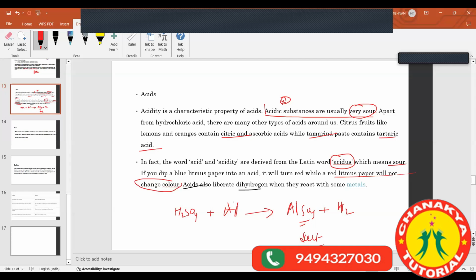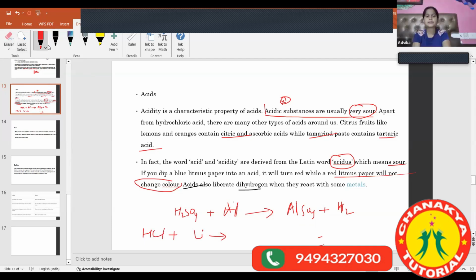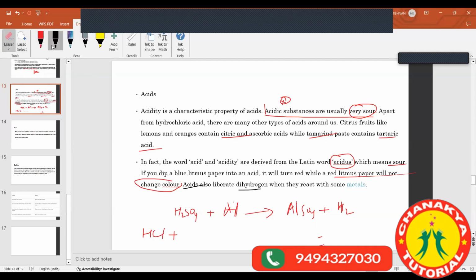Maybe I'll take any other metal. Can we take another metal? We can take, for example, this time HCl. We can take lithium. Lithium is also a metal, no? Or we can take iron, ferrous, Fe. Shall we take ferrous? Okay, let's try. What happens now?